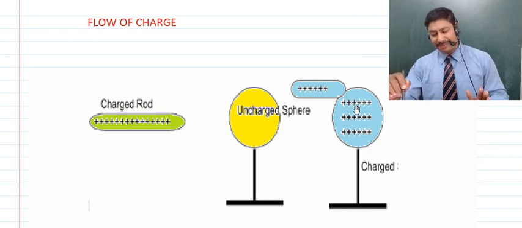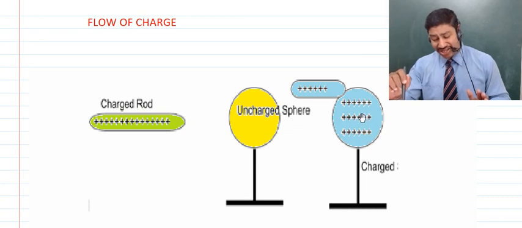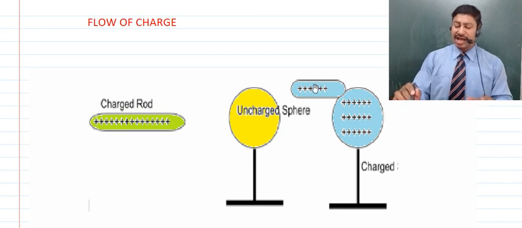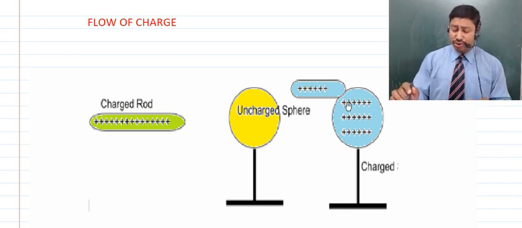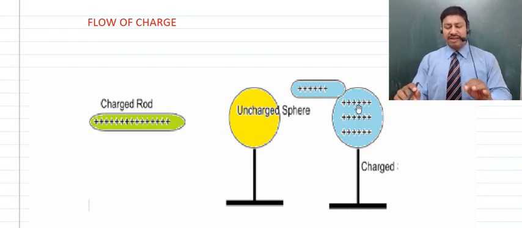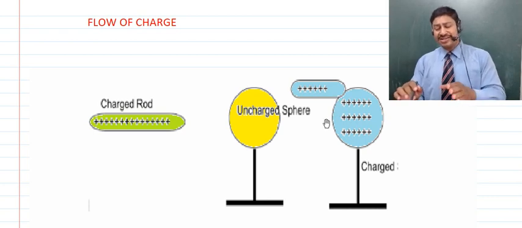So as such, what will happen is these extra electrons will flow from the charged sphere to the uncharged sphere, to the charged rod, right? And as some electrons have gone away, there also develops some deficiency of electrons here, and thus both of these become positively charged.